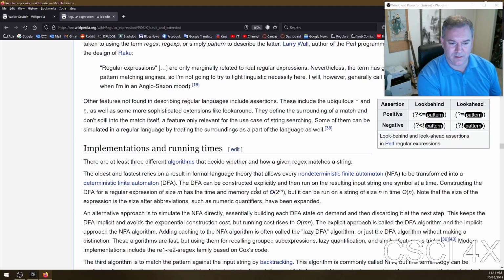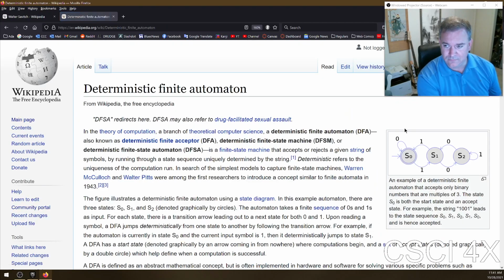But regular expressions are actually based on theoretical computer science. If you've taken the theory course, you might have seen these state machines before. When you read a 1, you move from this state to this state. When you read a 1, you move back to this state. You read a 0, you move to this state. You read a 1, you move to this state.